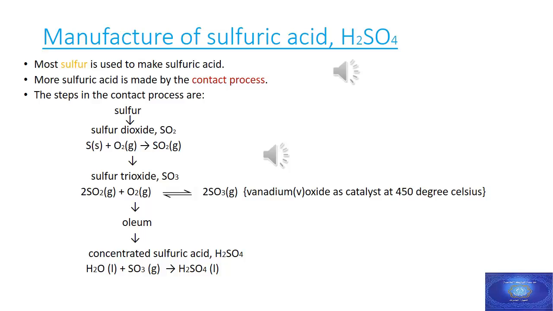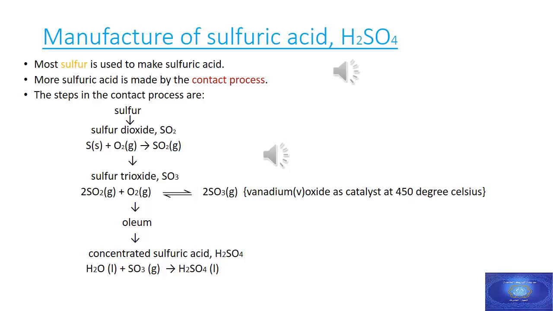So sulfur trioxide is removed between the last 2 beds of catalyst in order to increase the yield. And the reaction in step 3 is exothermic, which means lots of heat is produced. So yield rises as temperature falls, but the catalyst will not work below 400 degrees Celsius, and it works better at higher temperature. So 450 degrees is the optimum temperature that should be maintained.